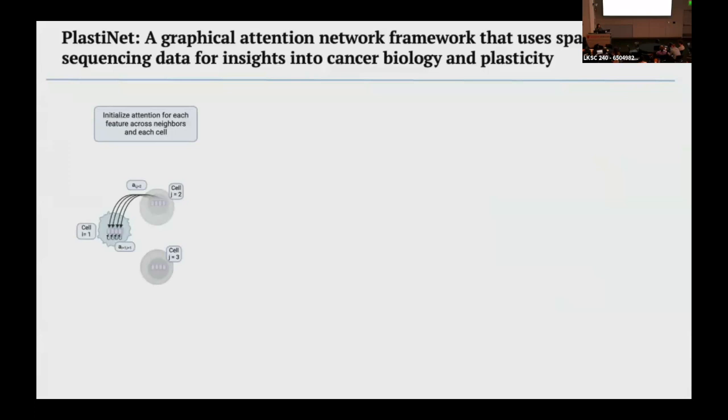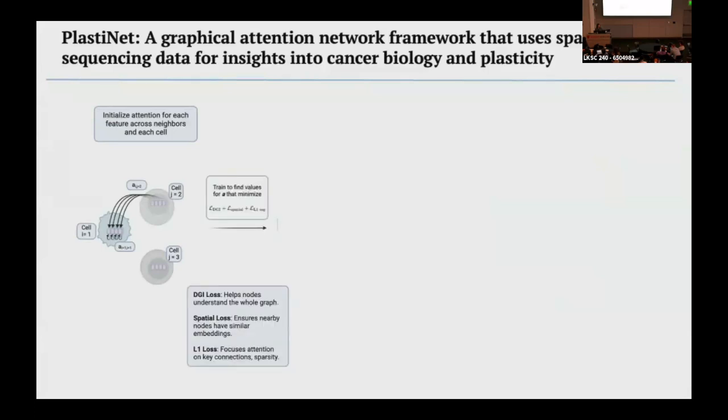These weights are denoted as A and tell the model how important each feature is. Initially, all of these weights are uniform, meaning all genes are considered equally important from neighbors and self. The model is trained over many cycles using a loss function to adjust the attention weights. This loss is a sum of 3 different components. The first one is Deep Graph Infomax, DGI, which helps the model learn useful representations of cells by encouraging it to capture patterns in the data over randomness.